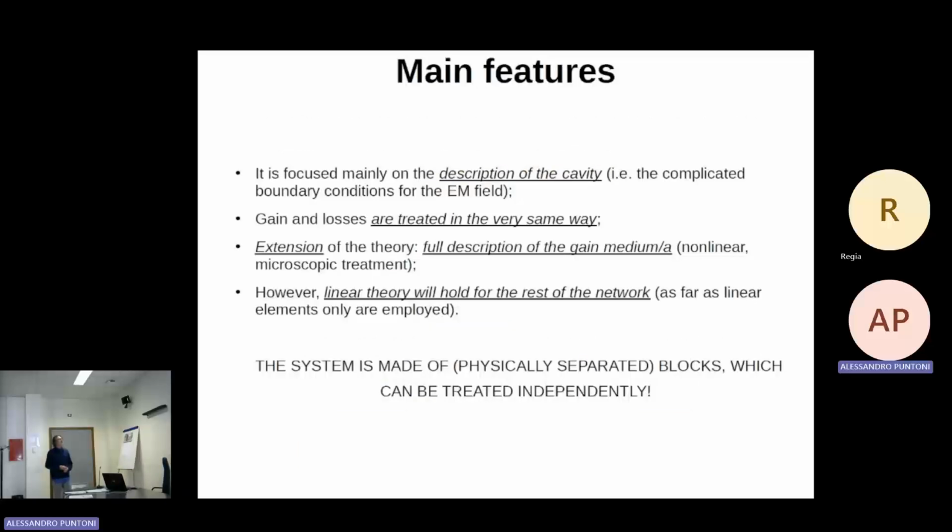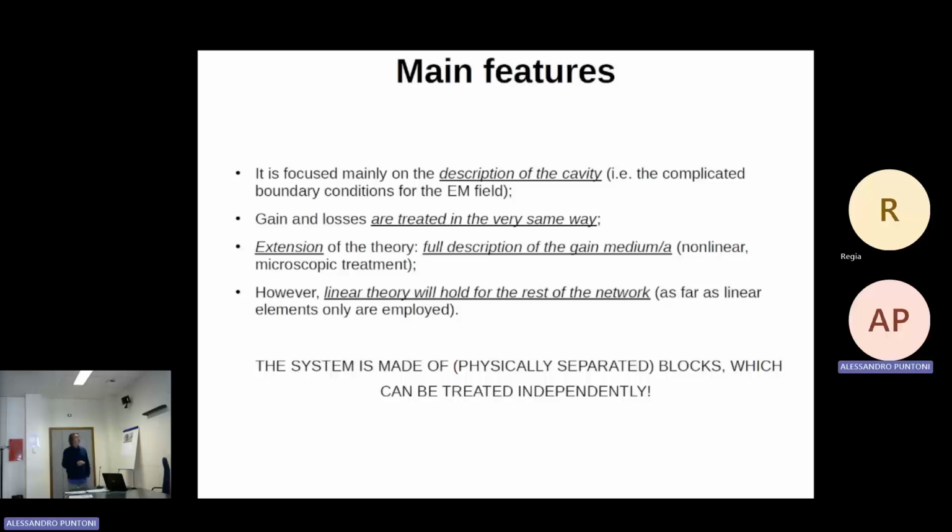Okay, some features. We are giving a description which is quite simple because we are not introducing any kind of non-linearity that, of course, we have in the optical systems in the amplification blocks. But this is a good description of the cavity, which is, of course, a complicated system because we have to match all the possible boundary conditions for the propagation of the field. Gain and losses are treated in the very same way.